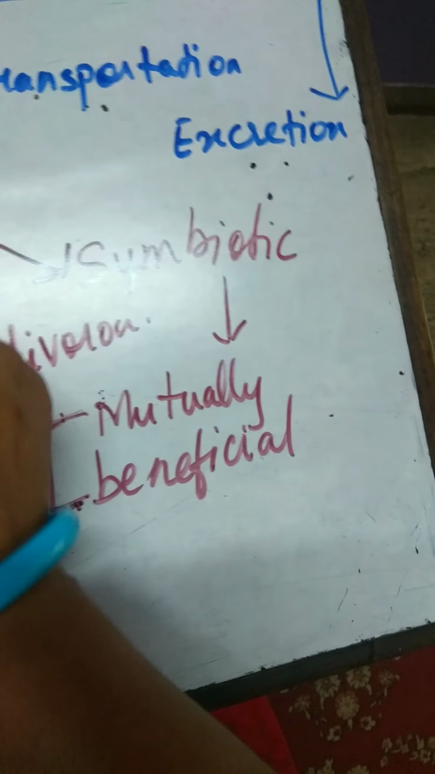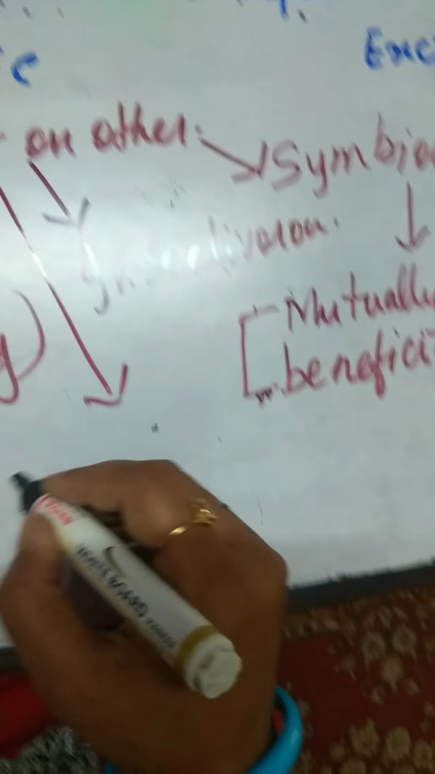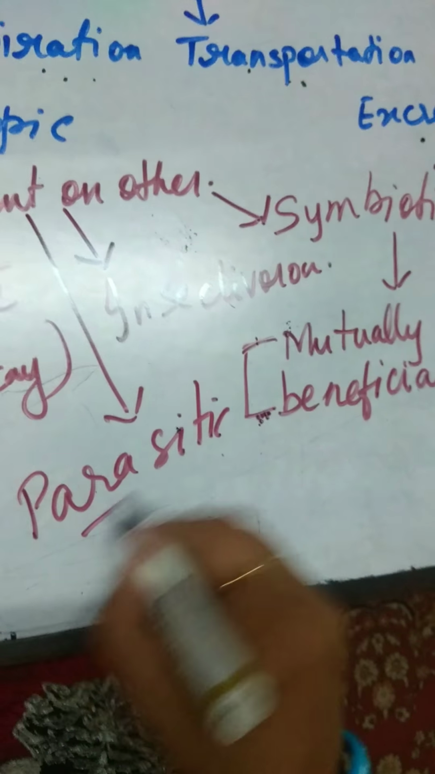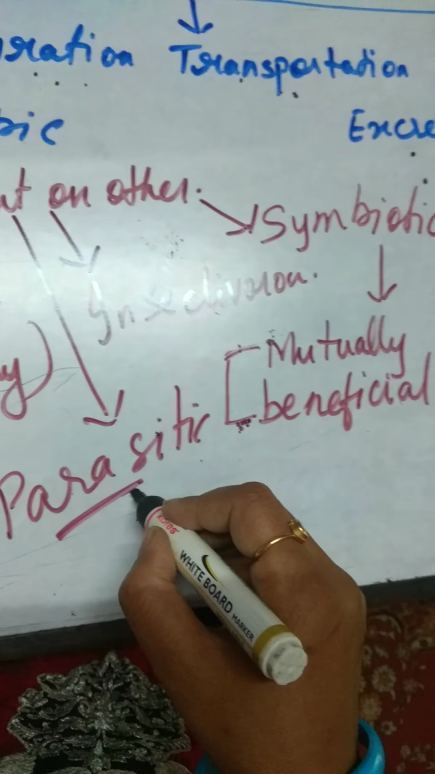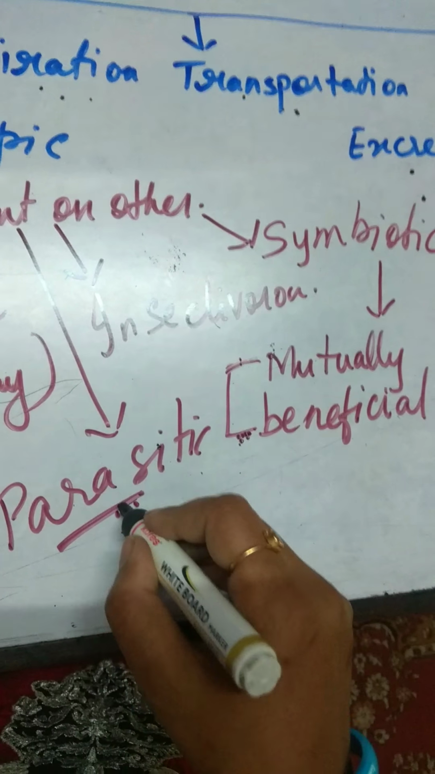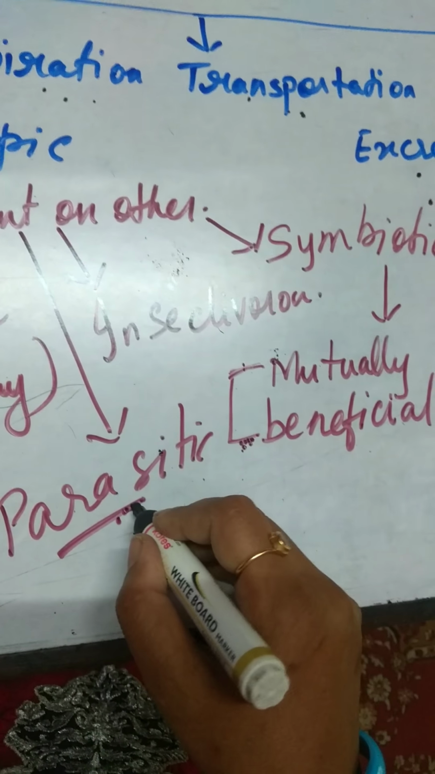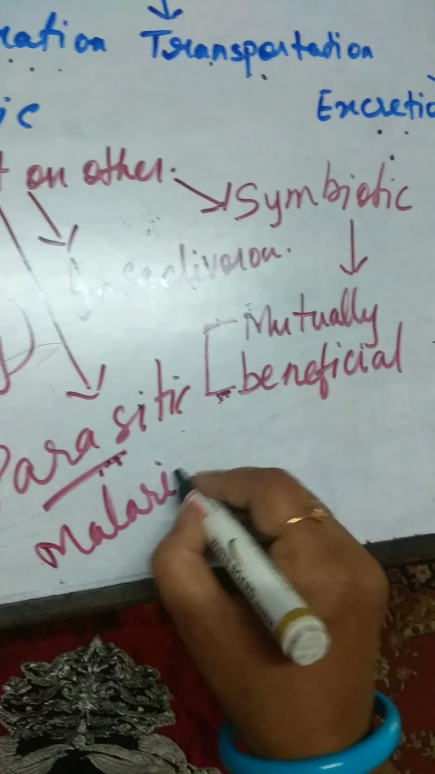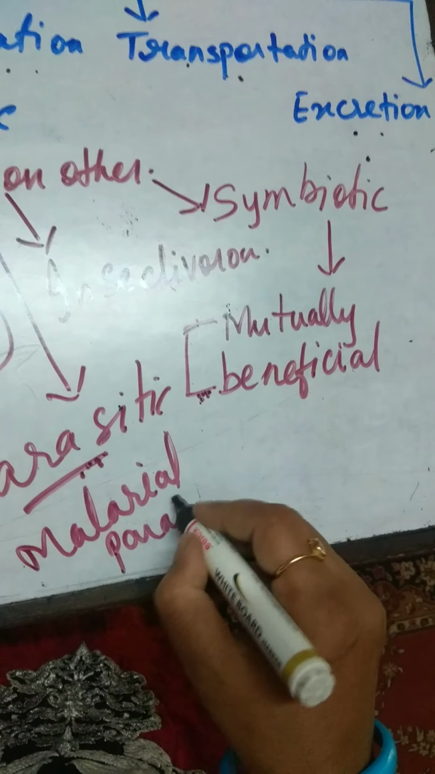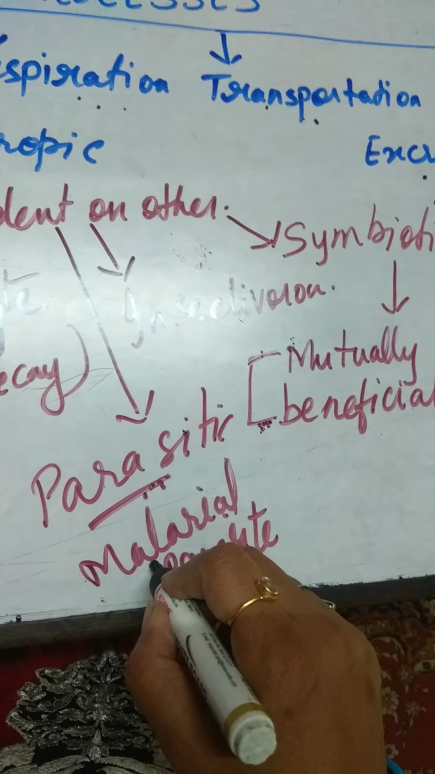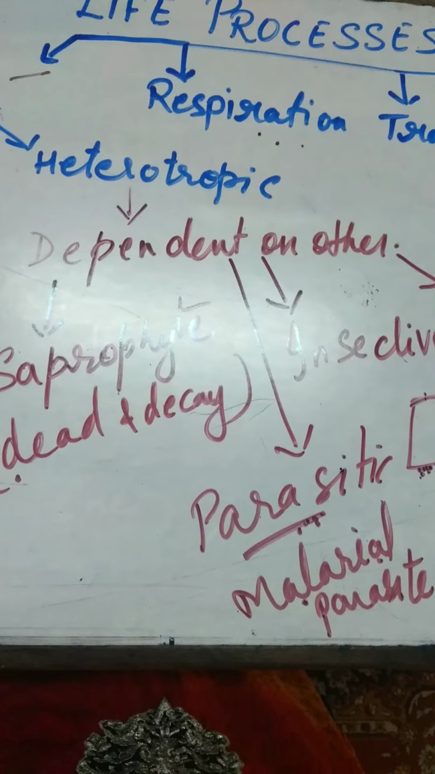And next one is parasitic, which means organisms which feed on the host body. They obtain nutrition from other living organisms, like malarial parasites. Malarial parasites feed on the host body. So these are the types of heterotrophic nutrition.